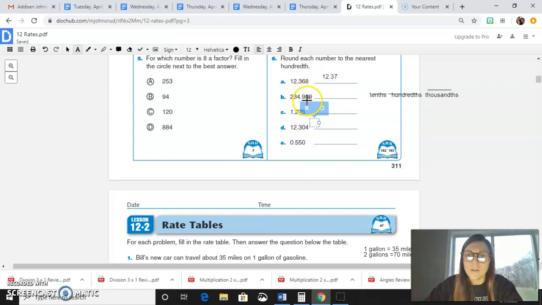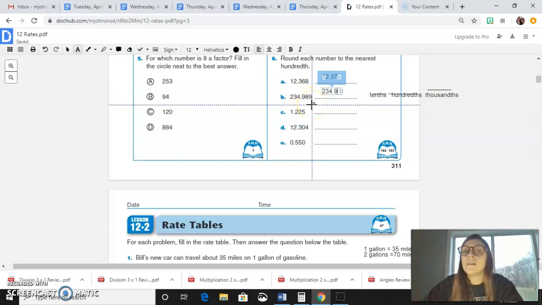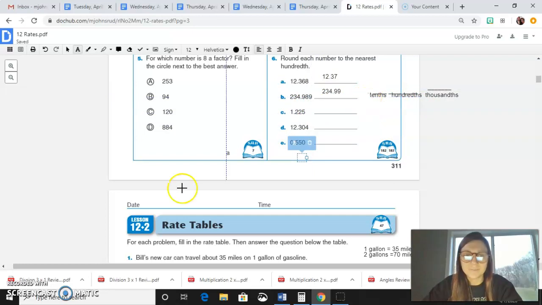For the next one, in my hundredth spot, I have an 8. But look here, it's trying to trick you. If I have 234.98 or 99, you have to look, okay, well, 8 and 9 are pretty close to each other, but that next number is above a 5. So that 8 is going to change to a 9, okay? You should be able to do the next 3 based on that. Remember, your hundredth spot is your second spot after the decimal.